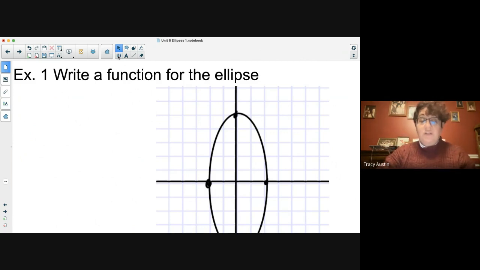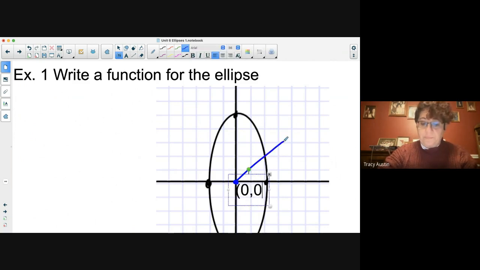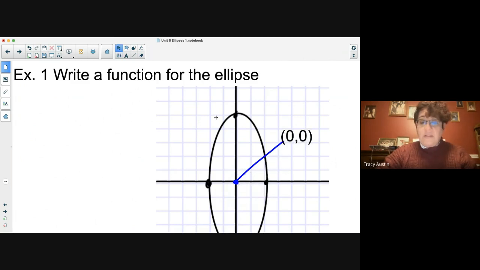And then we're going to just count squares if it's already graphed. And if you're given information, then you're going to graph that information on a piece of graph paper and then count squares. So my center, which has to be at the very middle of my vertices and co-vertices, in this case is 0, 0. Okay, so that's my H and K right there. And then I'm just going to count squares to figure out what my A length and what my B length is. Okay, my A is 5 squares. My B is 2 squares.